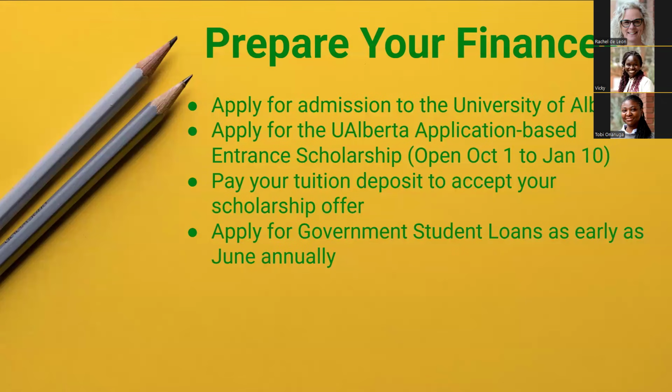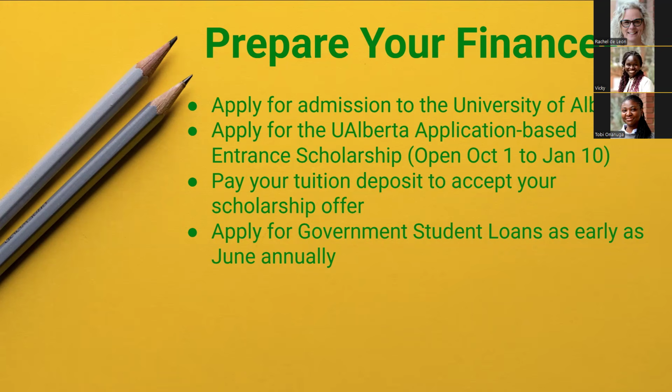To successfully navigate the admission process to the University of Alberta, it is important to be proactive and also plan ahead. Think about what you want your post-secondary experience to be and make it a priority. Here are some of the key steps to follow when planning to apply to study at the University of Alberta. You need to apply for admission to the University of Alberta, and then you need to submit your application for University of Alberta application-based entrance scholarship and awards after receiving your CCID login.